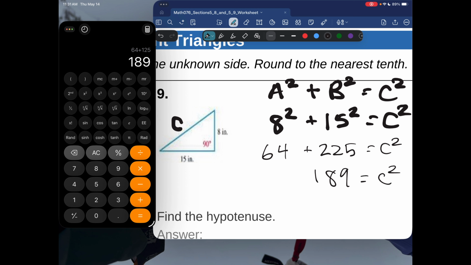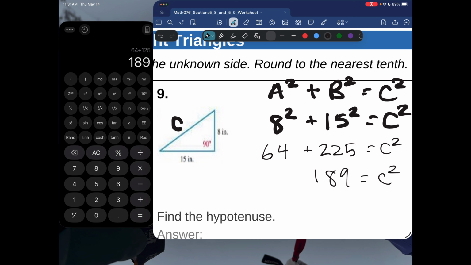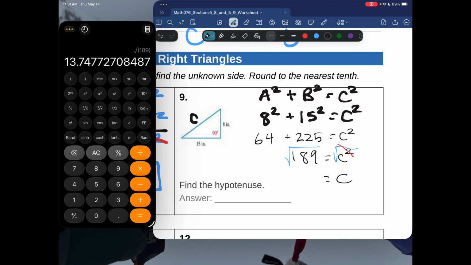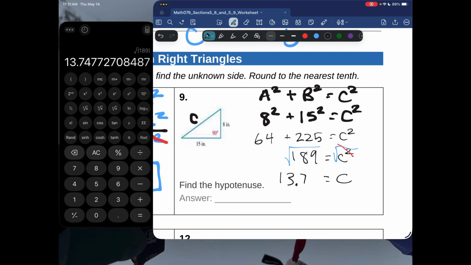And then I want to get c squared by itself, so I'm going to do the opposite of squaring. I'm going to take the square root of both sides. So I get the square root, and here my squared and the square root undo each other. So I'm just going to be left with c equals the square root of 189. So take the square root over here, and I get 13.747 and some other stuff, and it says round to the nearest tenth.